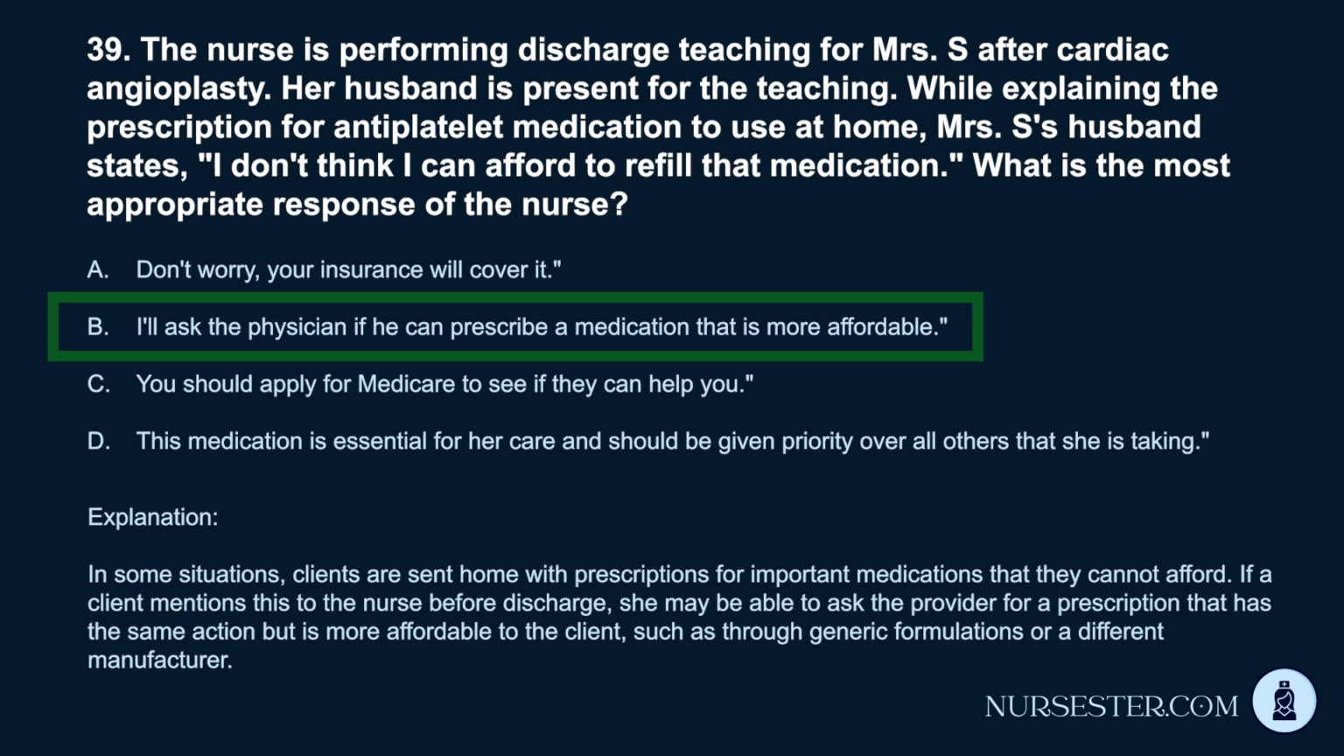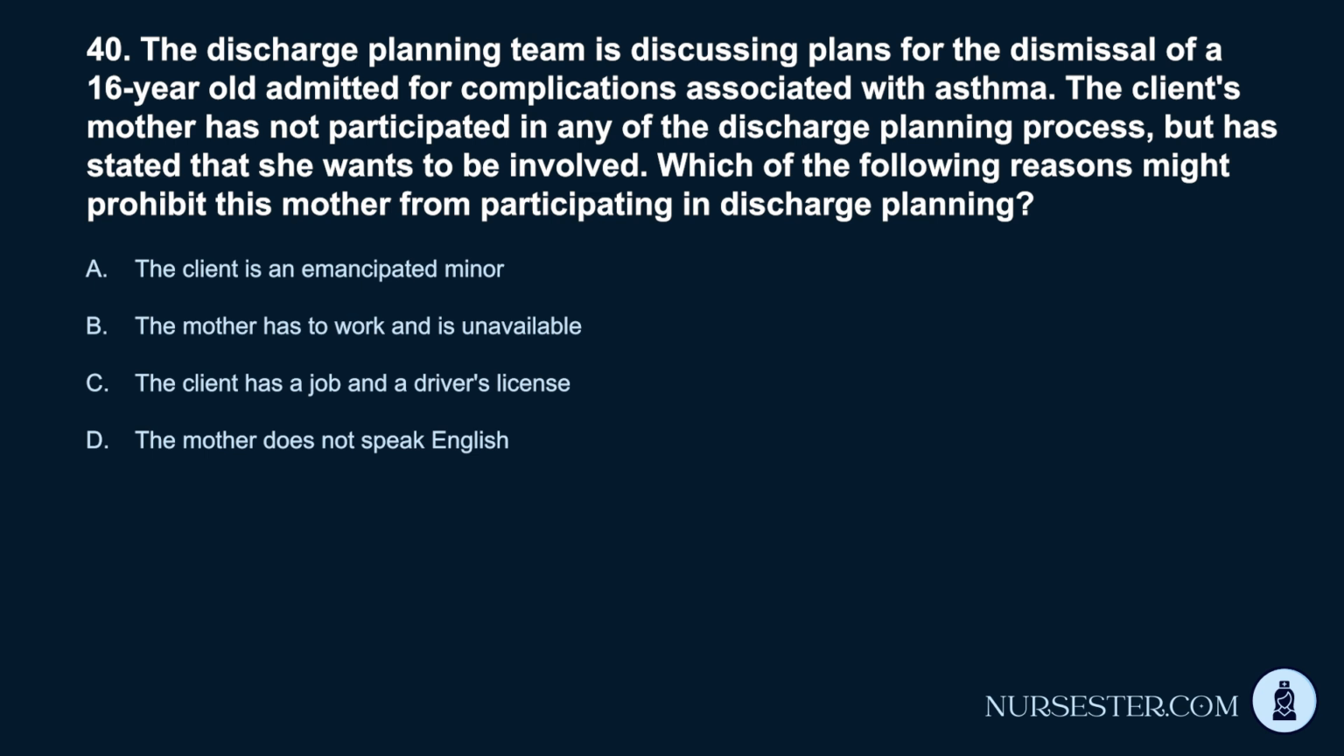40. The discharge planning team is discussing plans for the dismissal of a 16-year-old admitted for complications associated with asthma. The client's mother has not participated in any of the discharge planning process, but has stated that she wants to be involved. Which of the following reasons might prohibit this mother from participating in discharge planning?